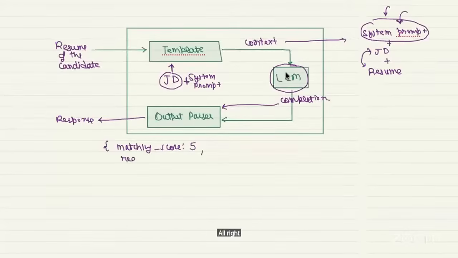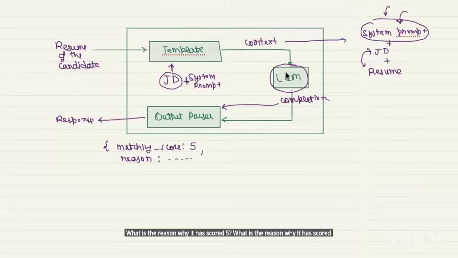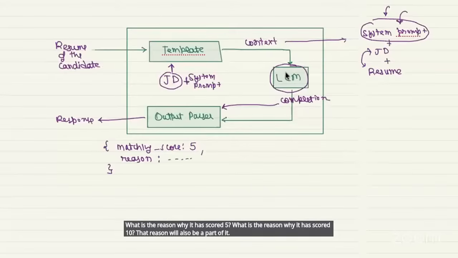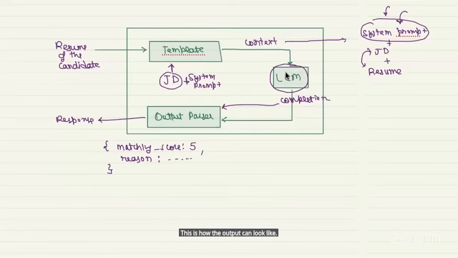All right. Maybe there can be a reason as well. What is the reason why it has scored 5? What is the reason why it has scored 10? That reason will also be a part of it. This is how the output can look like. This format is typically called a dictionary format, or a JSON format.